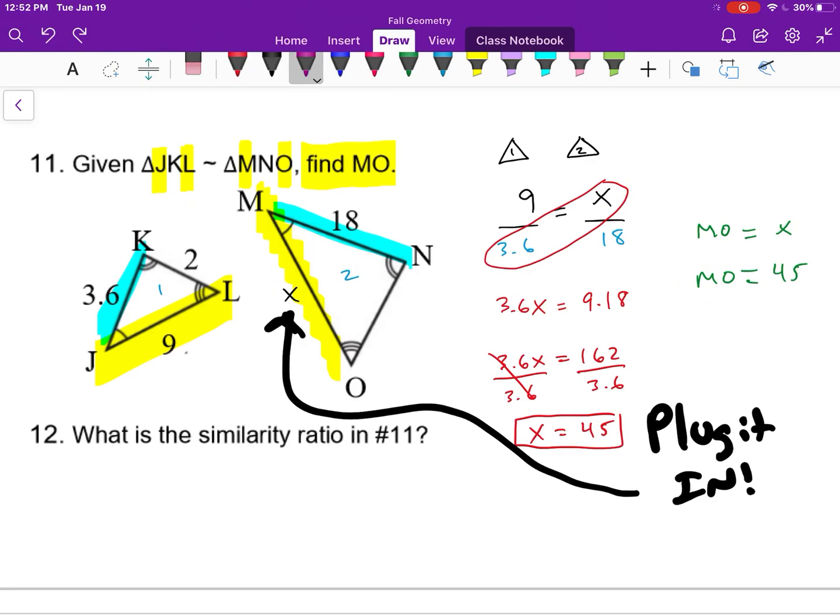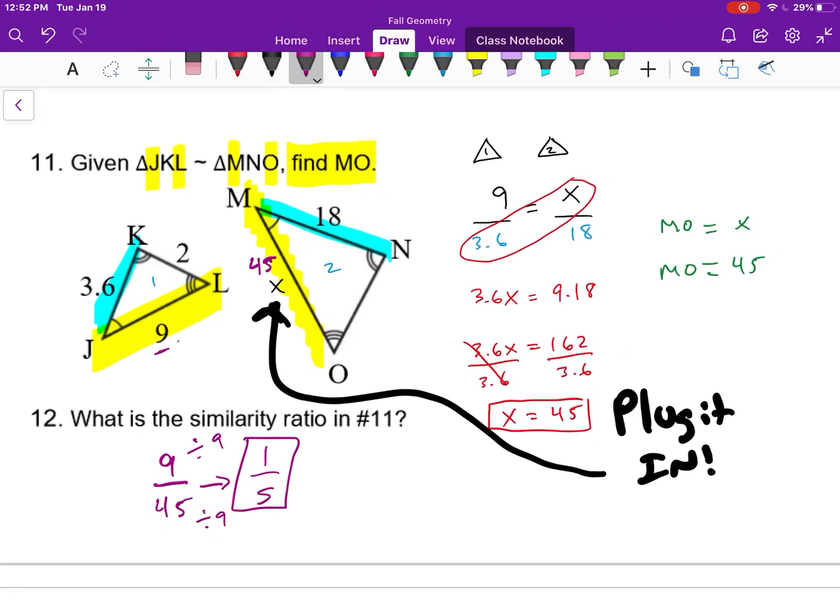Let's see. So I got 45 and I got 9. So that means I'm going to use 9 over 45. And that reduces down to 1/5. Okay? Because remember, 9 divided by 9 gives you 1. 45 divided by 9 gives you 5. So there you go. That's 11 and 12. As long as you take these steps, you'll be okay.